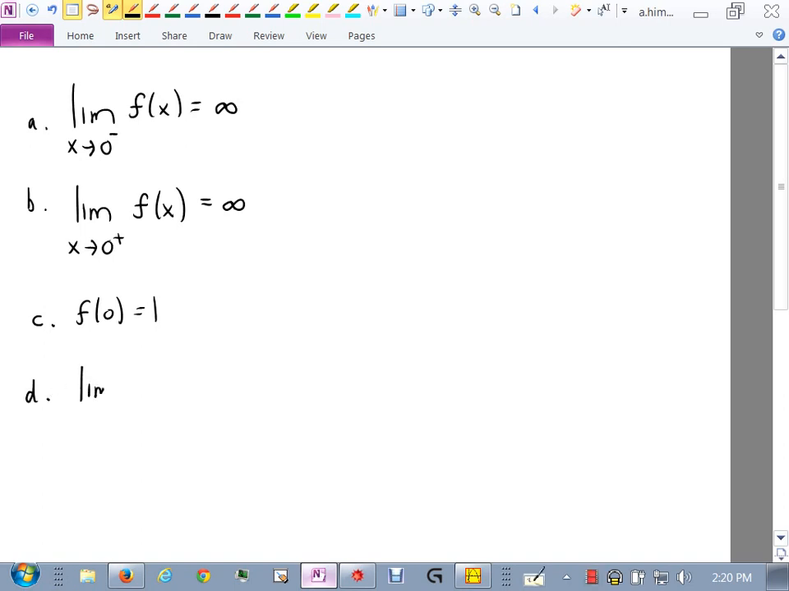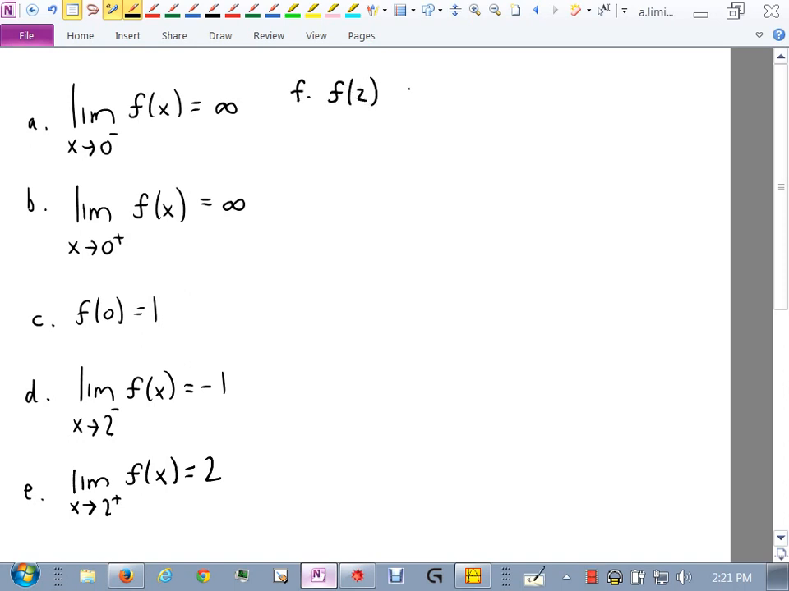D, the limit as x approaches 2 from the left, is that 2? Yeah, 2. f of x must be negative 1. E, limit as x approaches 2 from the right of the function must be 2. And finally, condition F is that f of 2 is undefined.